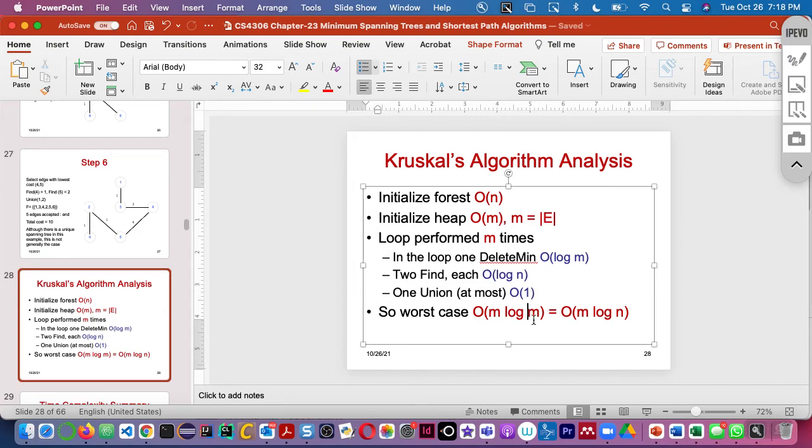For the worst case, it means if the graph is fully connected, then there will be more edges than vertices. In that case, in general it is m log n. Or if there is a fully connected graph, then we can say m log m, and m and n will be pretty much the same for a graph, but in the worst case this will be.